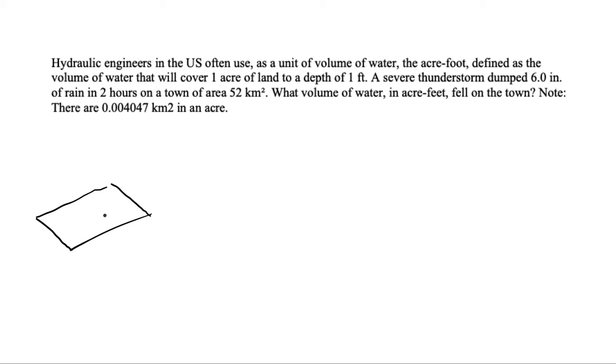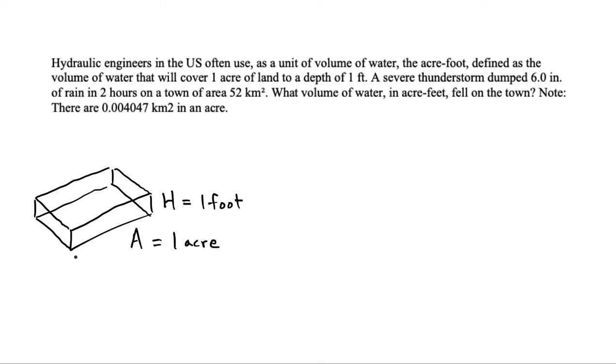Let's say you've got an area A, which is an acre. So 1 acre. And then if you were to extend that in space upward by 1 foot, so you'd have a height of 1 foot, then this would be what is known as a volume of A times H, which would be the acre foot.